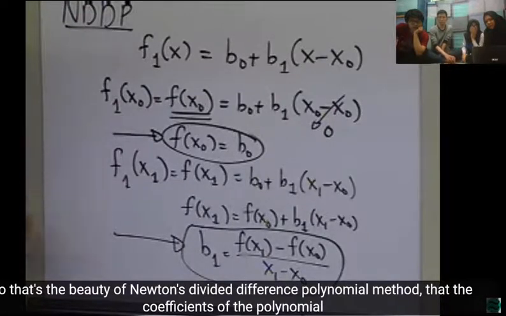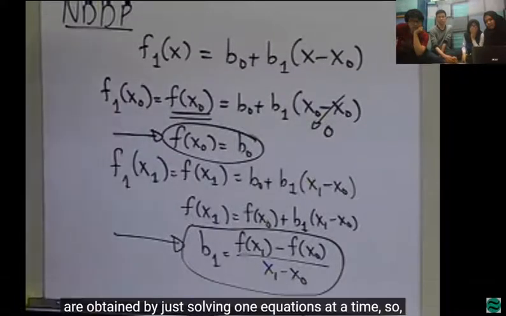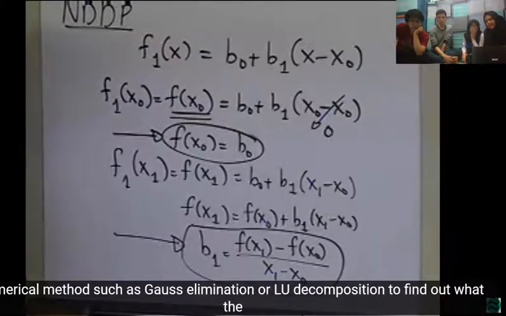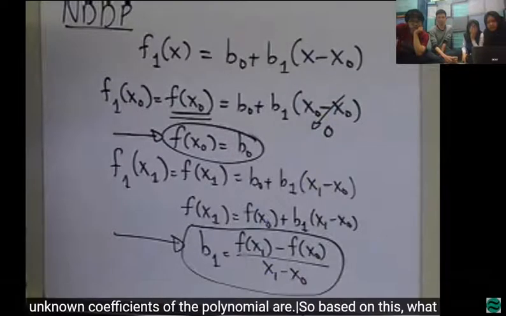So that's the beauty of Newton's divided difference polynomial method, that the coefficients of the polynomial are obtained by just solving one equation at a time. As opposed to the direct method where you would have to solve two simultaneous linear equations, hence use some numerical methods such as Gauss elimination or LU decomposition to find out what the unknown coefficients of the polynomial are.